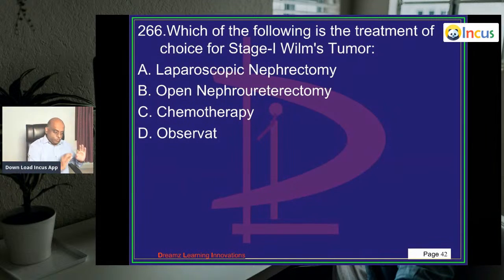Wilms tumor, neuroblastoma. Wilms tumor, neuroblastoma. 10 points about each of them, you need to have in your fingertips. Right? You'll remember my word, right?